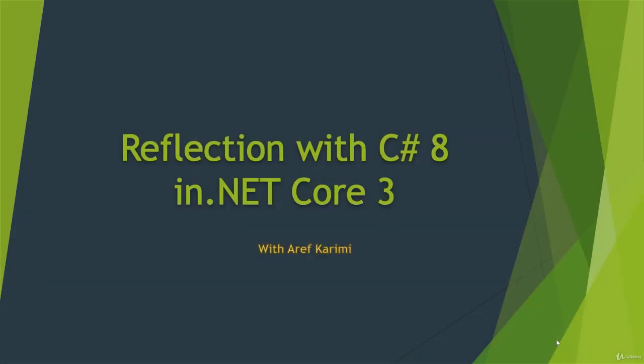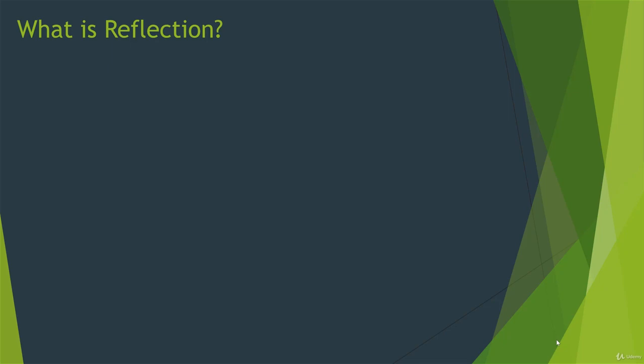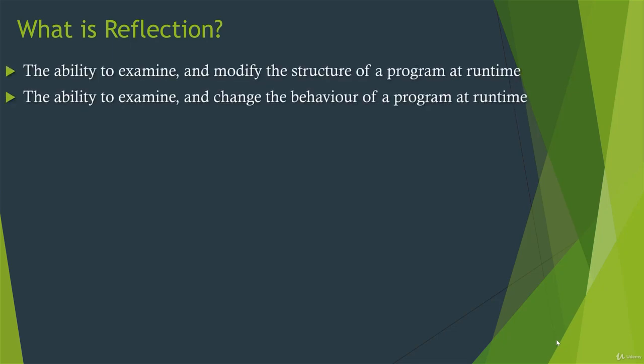Let's have a quick look at the capabilities of reflection in .NET Core. So what is reflection? In software engineering, the ability to examine and modify either the structure or the behavior of a program at runtime is reflection. So you can both change the value of properties and fields, which is the structure of a given type. And also you can change the behavior. For example, you can call the methods and send different parameters to methods at runtime.